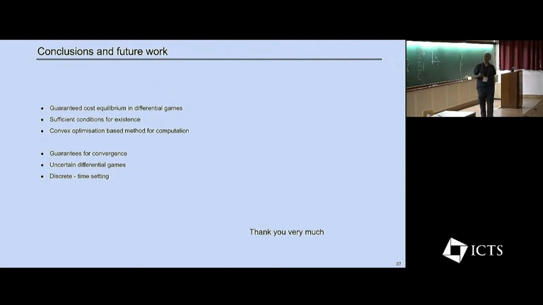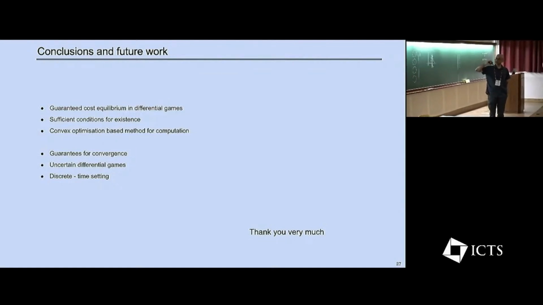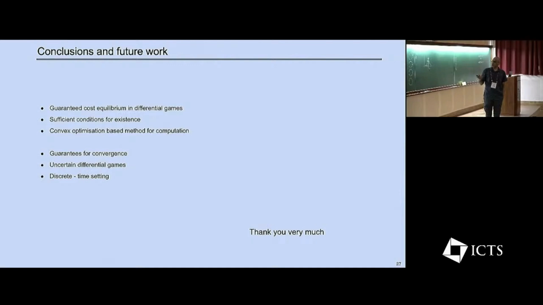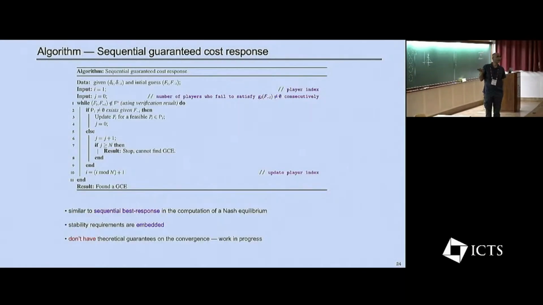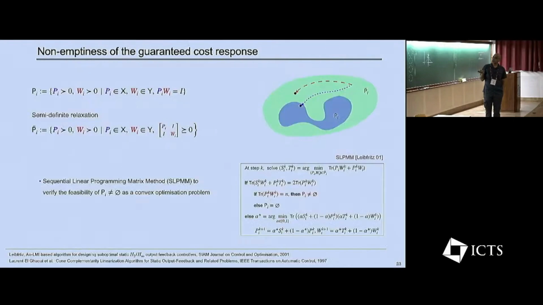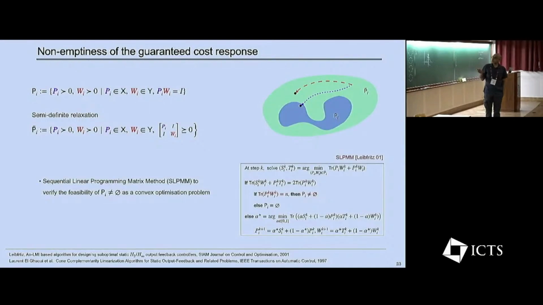That's the reason why I'm also talking about sufficient conditions for existence and also convex optimization based methods for computation. Here the only issue that I cannot guarantee is the convergence of this scheme, that is with respect to computation. But if this convex optimization based approach converges, I know for sure that the guaranteed cost equilibrium exists.